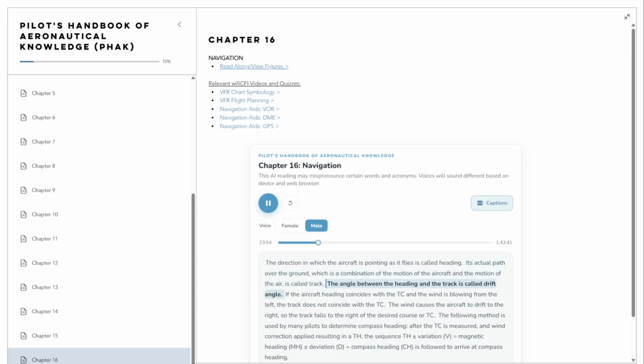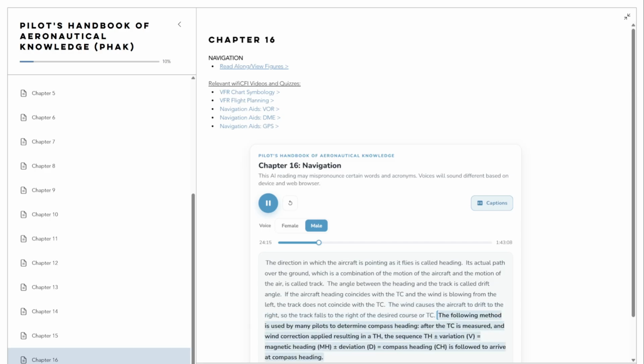The angle between the heading and the track is called drift angle. If the aircraft heading coincides with the TC and the wind is blowing from the left, the track does not coincide with the TC. The wind causes the aircraft to drift to the right, so the track falls to the right of the desired course or TC.